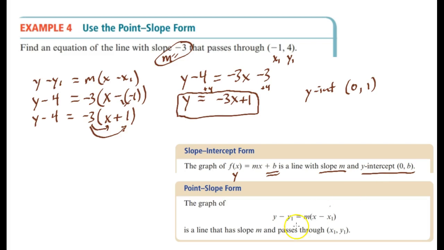All right, let me know if you have any concerns at this point. This is what we're looking for, for finding the equation. So y equals -3x plus 1. All right.